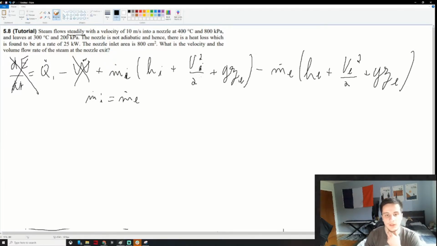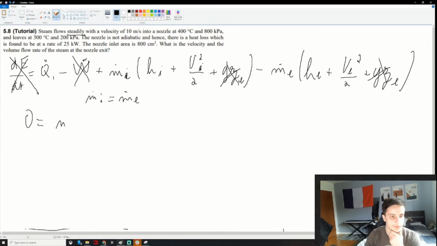HI and HE, so specific enthalpy in the inlet and outlet. Do we have it? No, but we can't remove it. Velocity, we are told that it changes. We're also looking for it, so these are not removed. And then altitude, as always, there's no change, so we can remove it. And then you're left kind of like before.